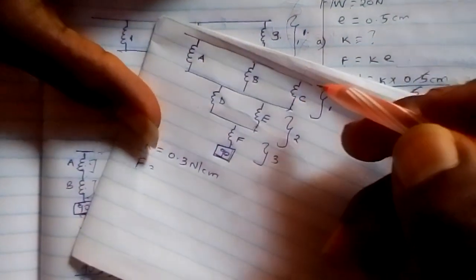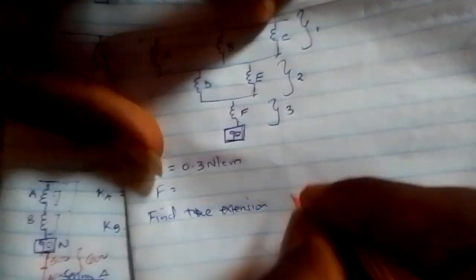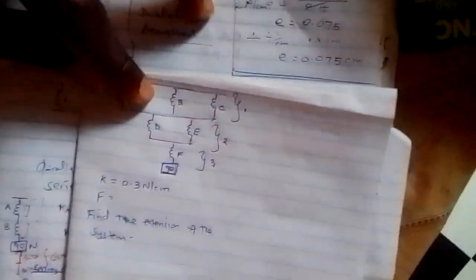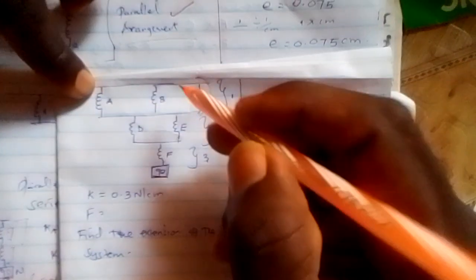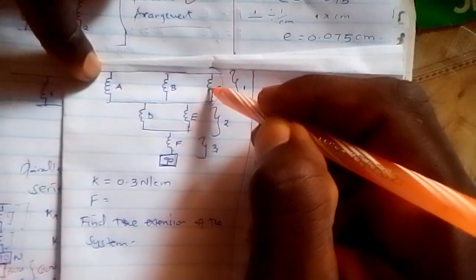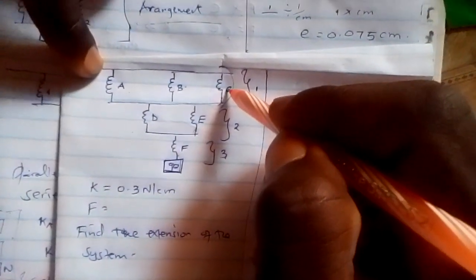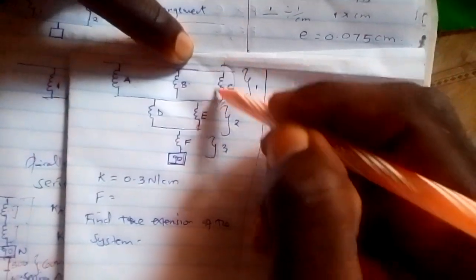If we want to find the extension, for example, we have been asked to find the extension of the system. Now this is the whole system, system 1, system 2, system 3 combined. Now the extension of the whole system, this is what you have to do. We look at the extension of one of the springs in system 1, because system 1 comprises three springs, that's spring A, B, and C, which are in parallel. And when they are in parallel, we only use one of the springs to find the extension, which will be the extension of the whole system.